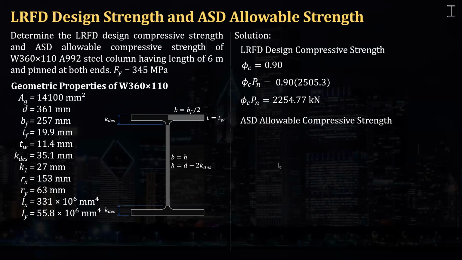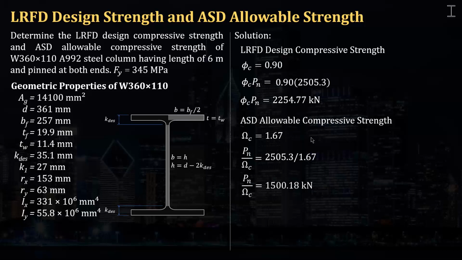Now for the ASD, the allowable compressive strength must be equal to the nominal strength over the factor of safety 1.67. So that is 2,505.3 divided by 1.67, and that will give us 1,500.18 kilonewton. Now, what does this mean?